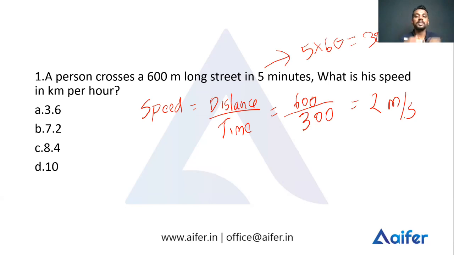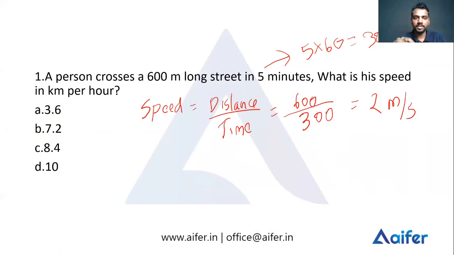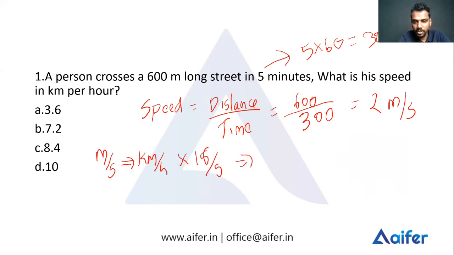But the question is, what is his speed in kilometer per hour? It is meter per second. So we know to convert meter per second to kilometer per hour, we multiply by 18 by 5. So here we get 2 meter per second, 2 into 18 by 5, that is 36 by 5.